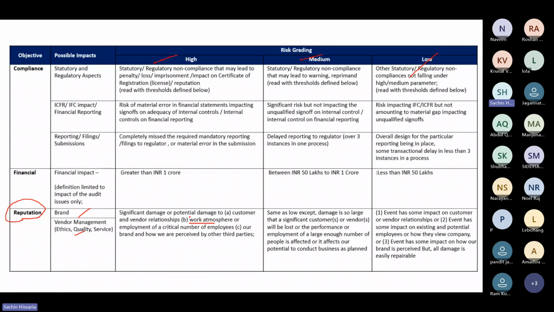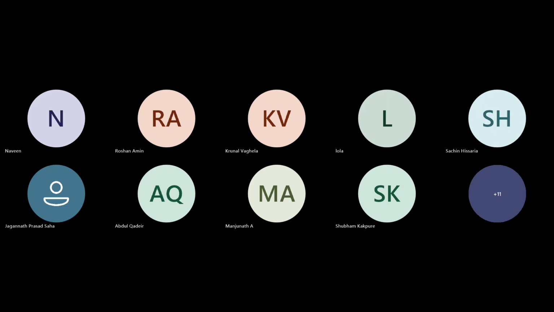So we are writing that. And similarly for the financials also, you can see the impact is there in terms of monetary values, whether the impact would be greater than 1 crore. So we are doing that as a part of the risk rating metrics also. Clear, guys? Okay. Perfect.